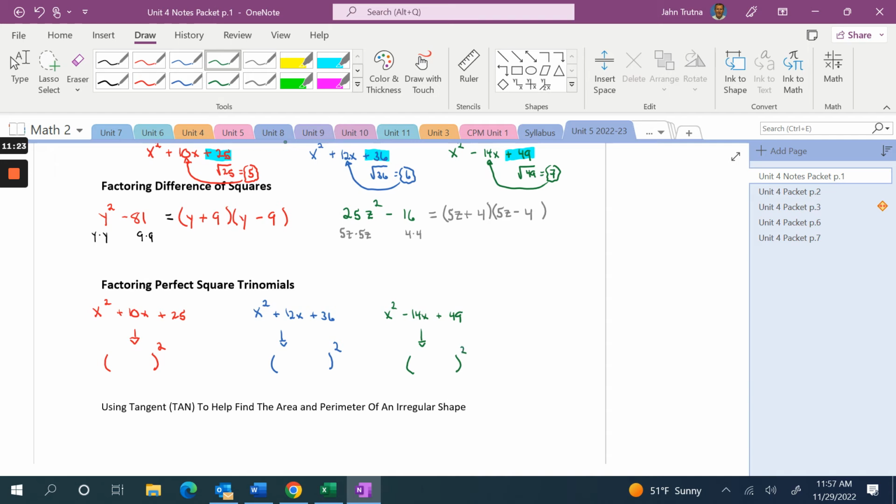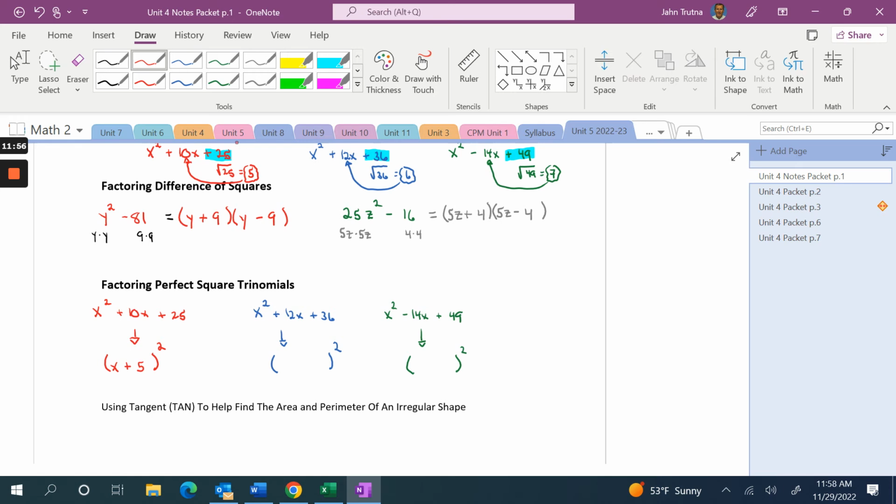And what you put for the factors are the variable x plus, if the middle term, the linear term, is positive, and then the number you put is always half of the linear term, the middle term's number, which is going to be, in this case, 5. So x squared plus 10x plus 25 would factor into quantity x plus 5 to the second power.